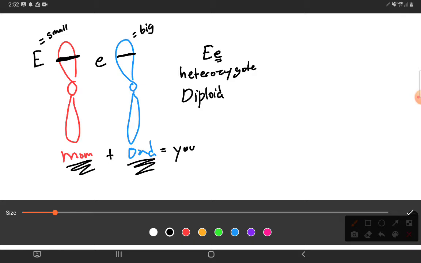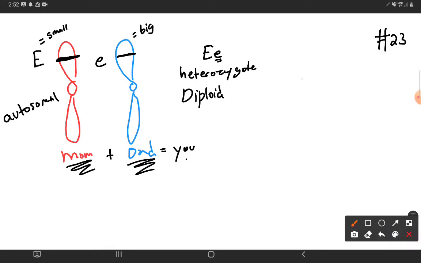Not all genes are like this. In this instance, gene E was like this because this is on what is called an autosomal chromosome pair. But again, there are 23 pairs. On the 23rd pair, there is something different going on. On the 23rd pair, mom is different than dad.